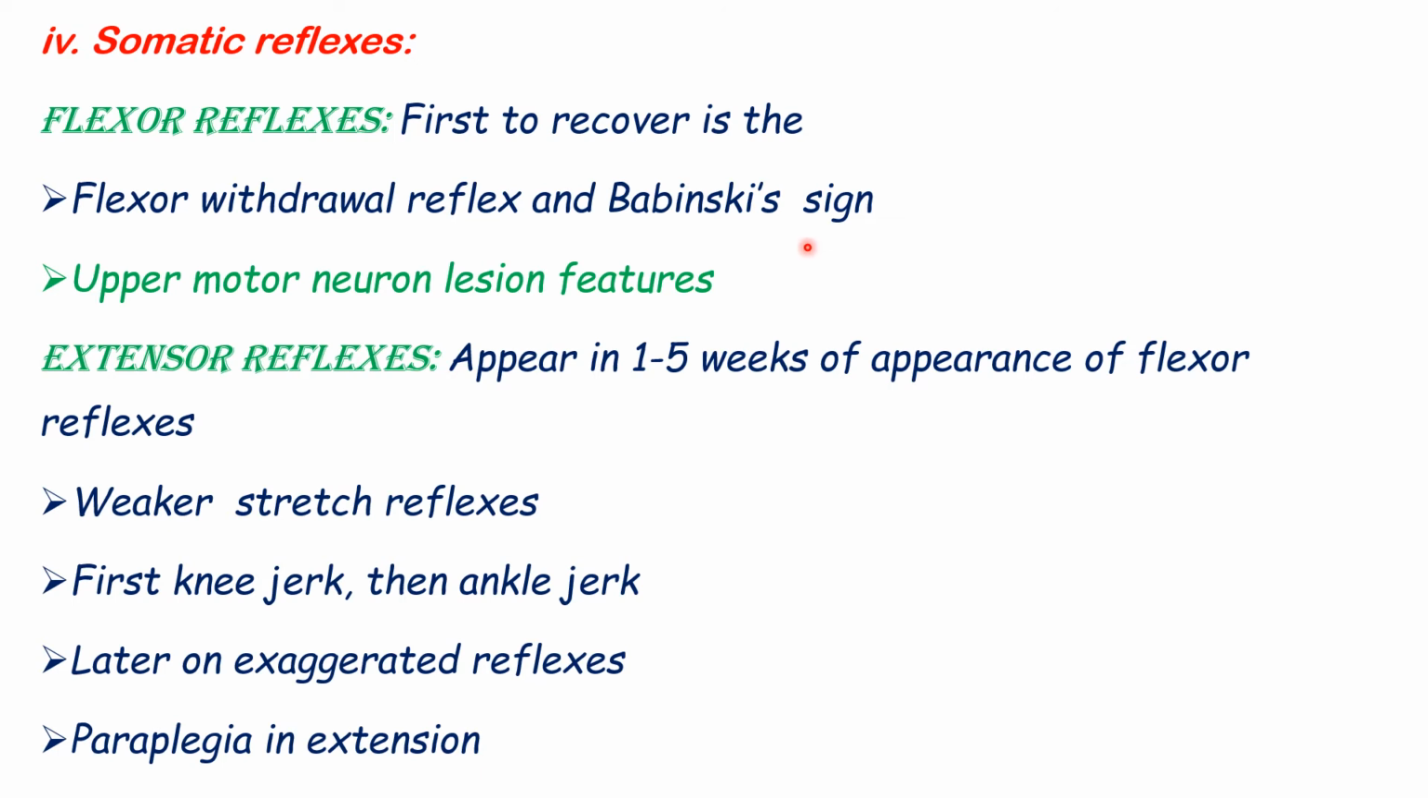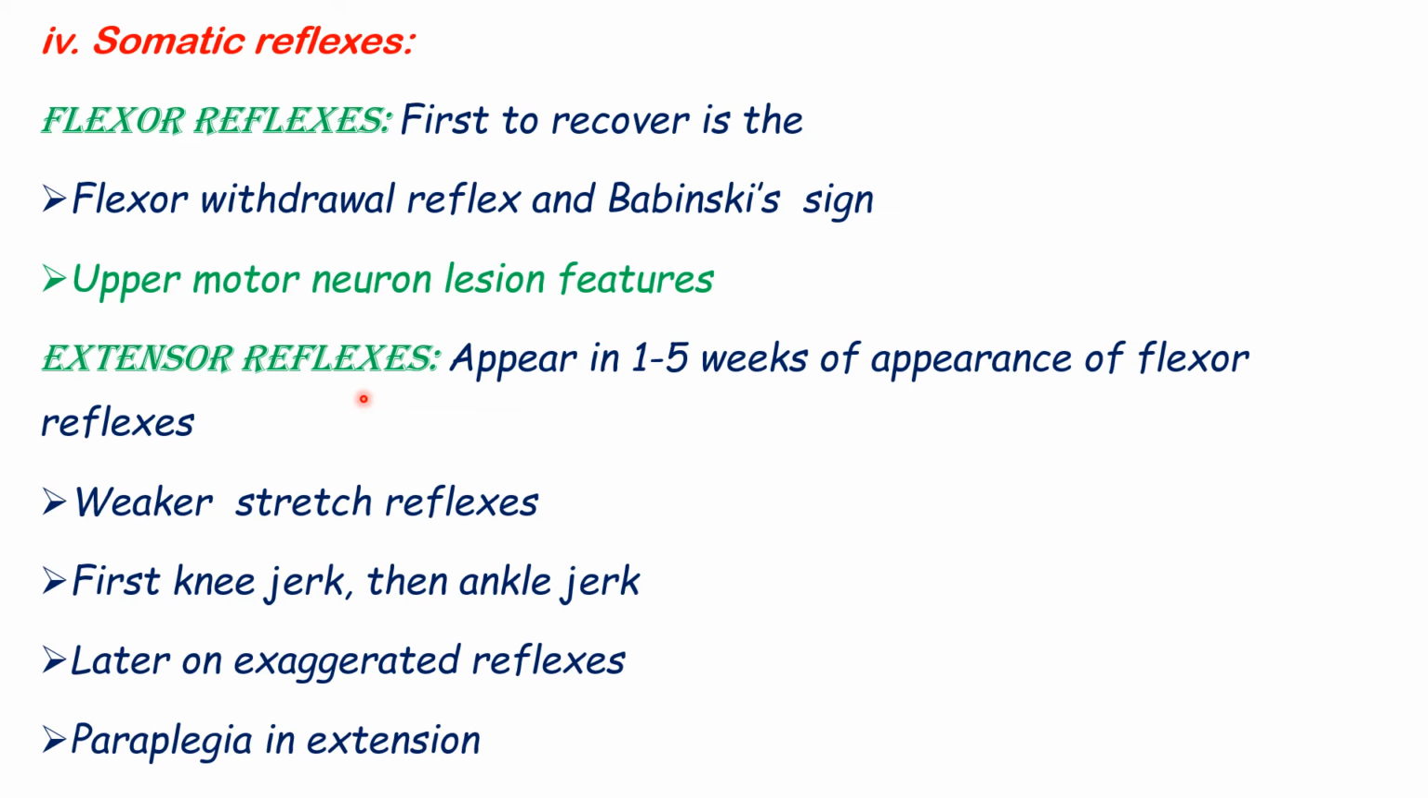The Babinski sign is positive, and the patient shows the features of upper motor neuron lesion. Upper motor neuron lesion features will be hypertonia and hyperreflexia, all these features along with the Babinski sign. Next to appear are the extensor reflexes. Extensor reflexes appear after 1 to 5 weeks of the appearance of the flexor withdrawal or flexor reflexes.